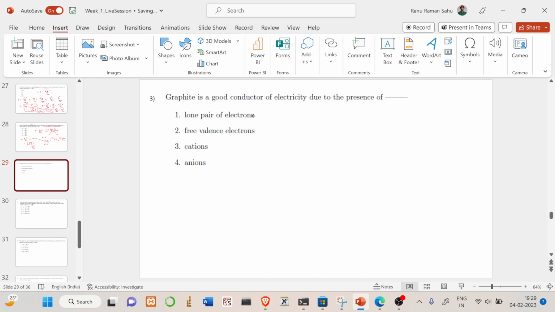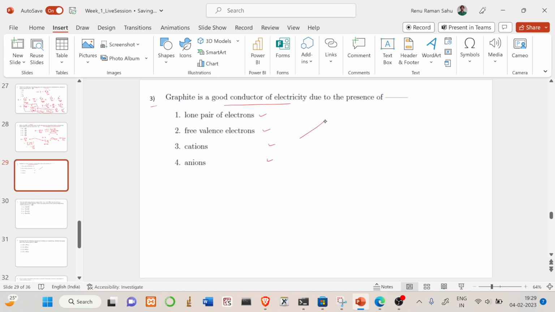Okay, so graphite is a good conductor of electricity. This is another question which is asking: graphite is a good conductor of electricity due to the presence of a lone pair of electrons, valence electron, cations, or anions. Okay, let us see what is the case. We have to look at the structure of the graphite.